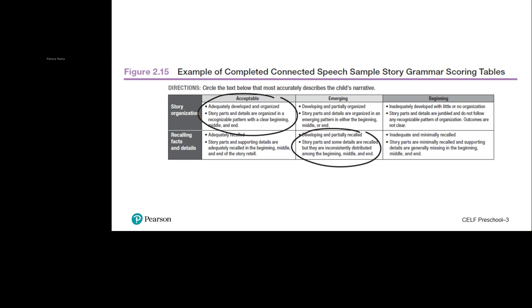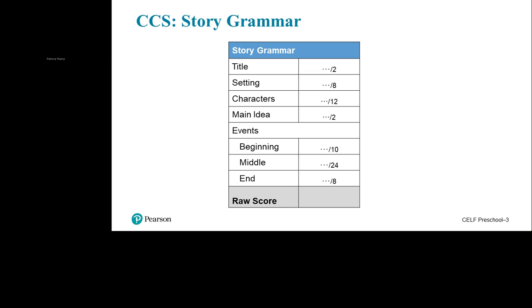Read the descriptions and decide which one closely matches the child's performance to decide on the rating for that. The next piece is the story grammar component, and this scoring table is in the record form. It can be used to score title, setting, characters, main idea, and events in the beginning, middle, and the end.